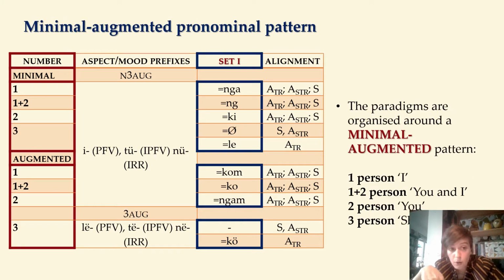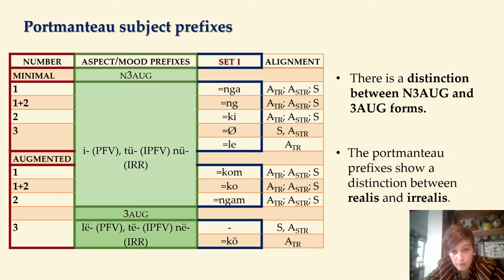Pronouns follow a minimal-augmented pattern, which means that there are 4 basic person types, person categories, in the minimal paradigm. So we have the first person, the first plus second person, so you and I together, and then we have the second and third person. And these 4 basic person categories are then pluralized in the augmented paradigm. And this system appears to be rare in Oceanic languages, at least as far as I know.